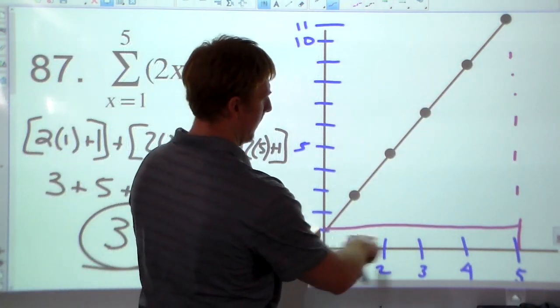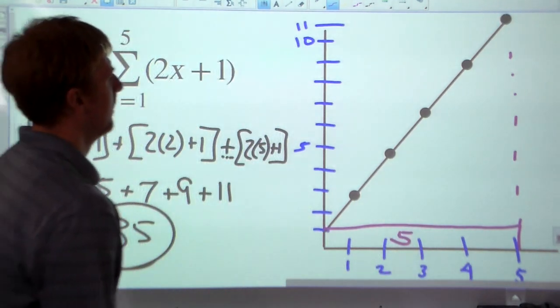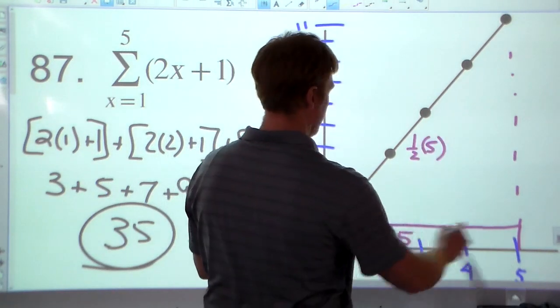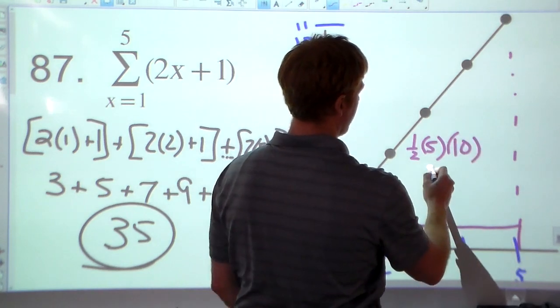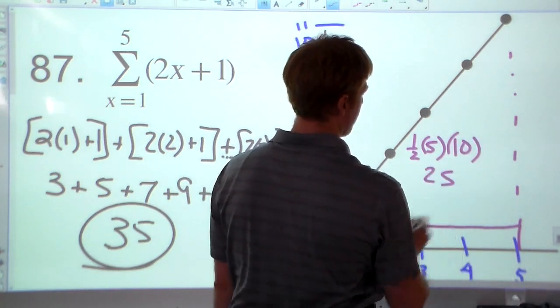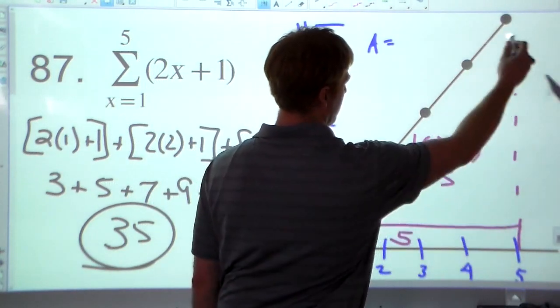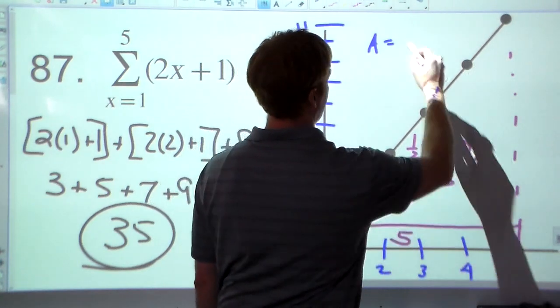Well, this is up to 1 and over to 5, so 1 times 5 is 5. It should be pretty straightforward. The triangle is going to be 1/2 your base, which is 5, times your height, which went from 1 to 11, so that's 10. So that's going to be 25. So the area underneath this trapezoid, I guess if you want to call it that, this whole shape here, is 30.